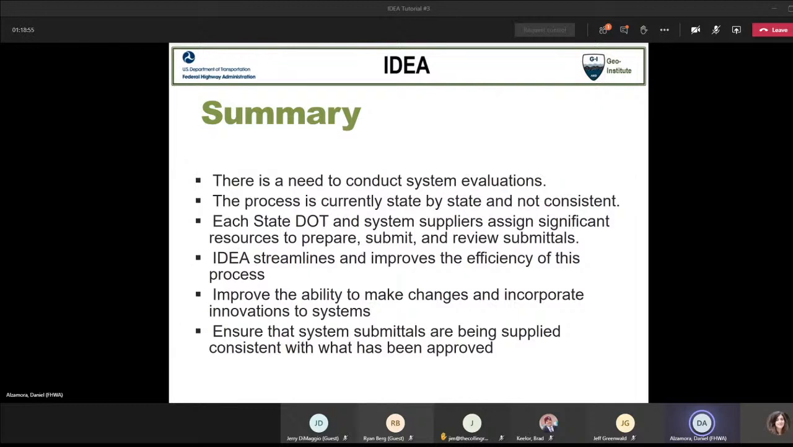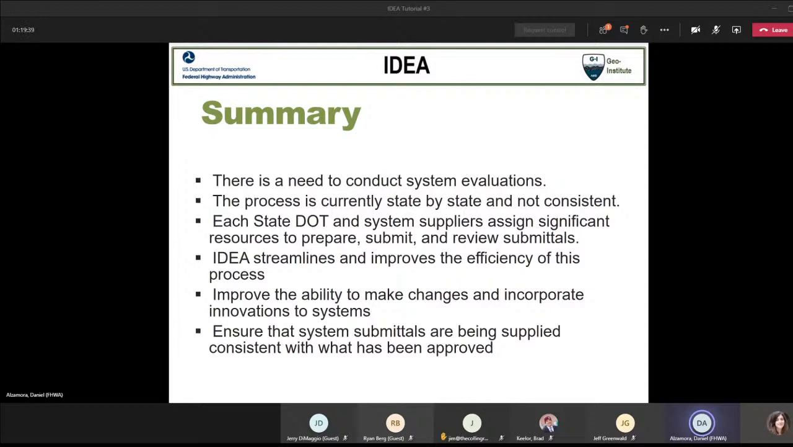The intent of IDEA is to try to consolidate this and be more efficient in the way we do these. We are all very busy. The state DOTs, the system suppliers, the consultants, we're all very busy. And I think this provides a way to optimize our time by being more consistent across the country and having one evaluation report that covers most, if not all, of the requirements by a given state. And then each state DOT would still be responsible to approve those evaluations or those systems.